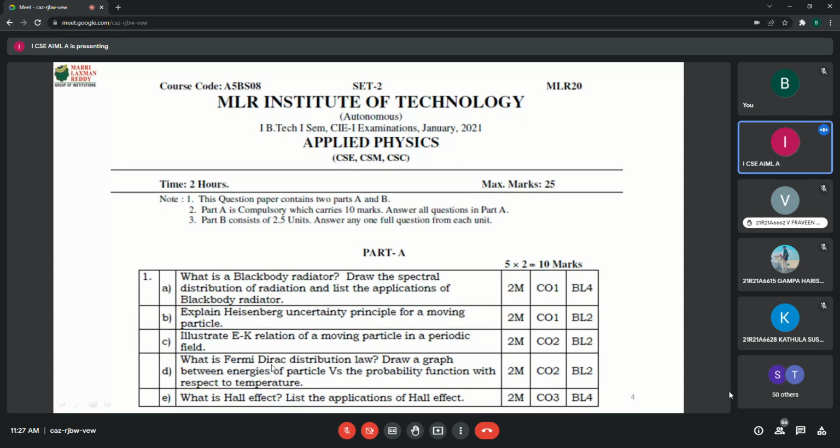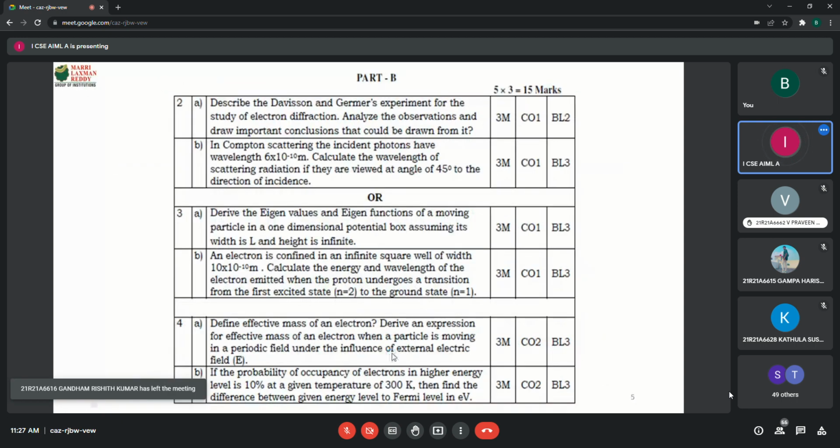So C and D will come under unit 2 only. Part A will cover the short answer questions, and that can be expected like this. Now we are in set 2. Which questions can be expected from unit 2? Here itself you see, the fourth question is CO2, the course outcome of the second unit. Here itself it is indicating that this is from the second unit.